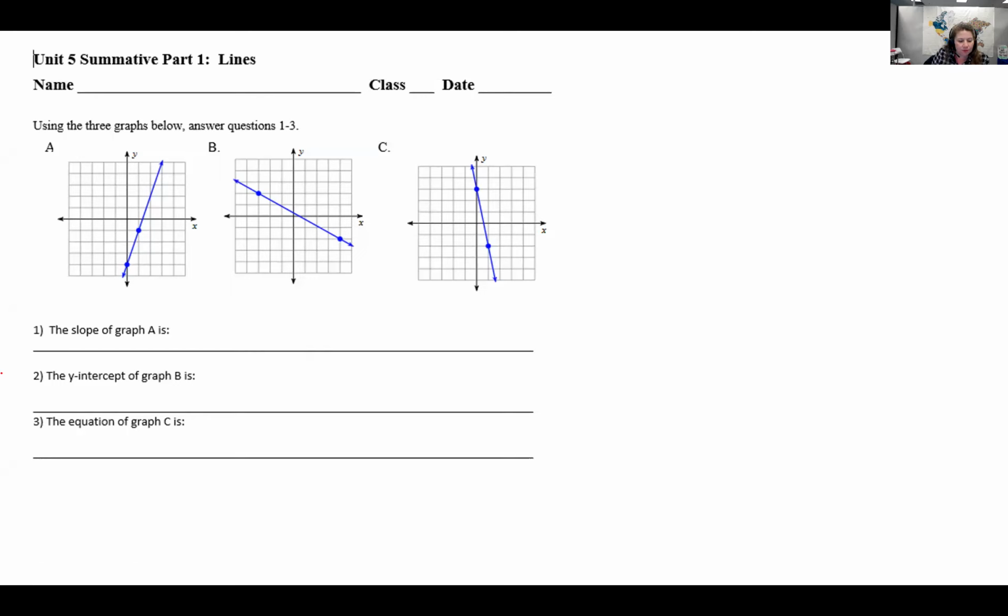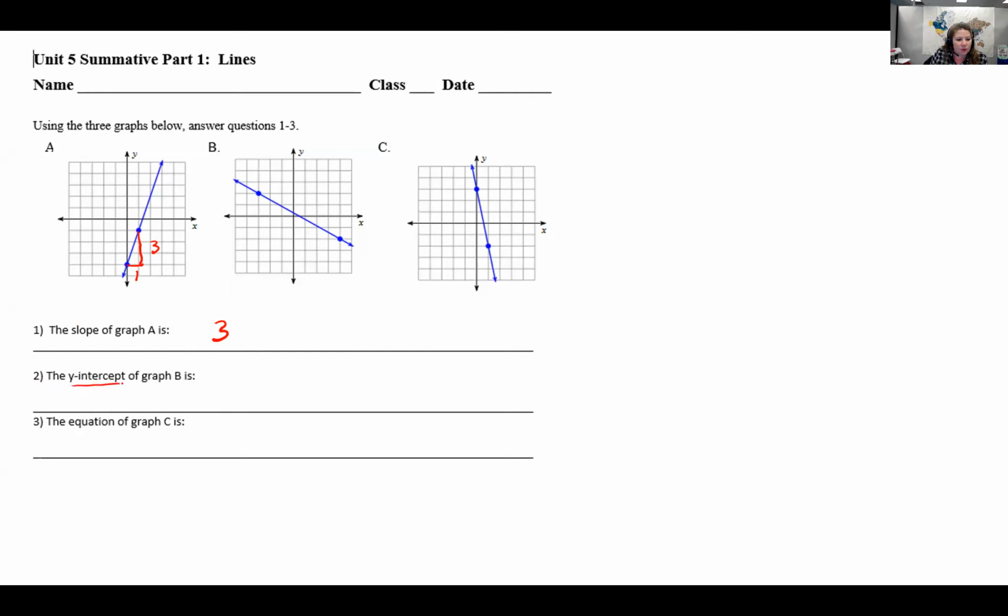So number one, as for the slope of line A, we're going to make a triangle. We're going to write rise over run. So it's 1, 2, 3. Our rise is 3, our run is 1. And it is positive, so 3 over 1, 3 divided by 1 is just 3.